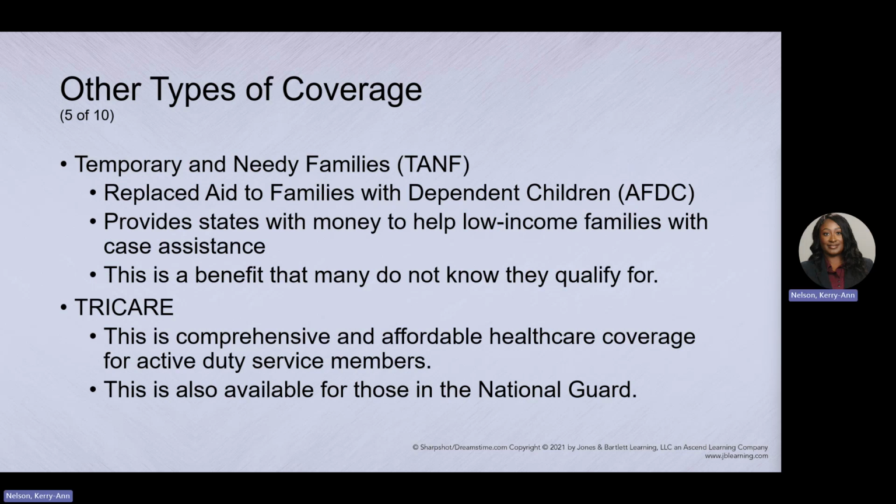There's also Temporary Assistance for Needy Families, which replaced Aid to Families with Dependent Children. It provides states with money to help low-income families with cash assistance. This is a benefit that many do not know that they may qualify for.